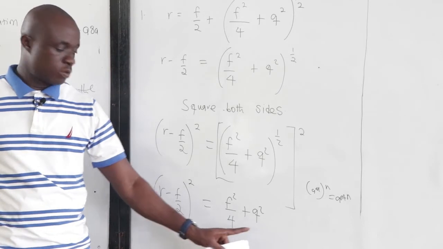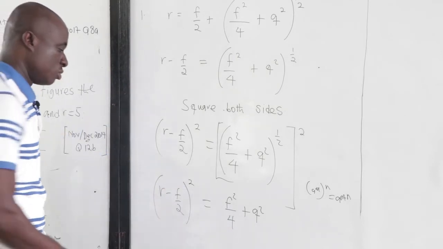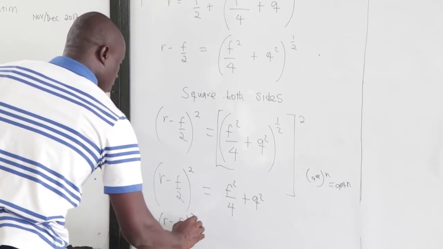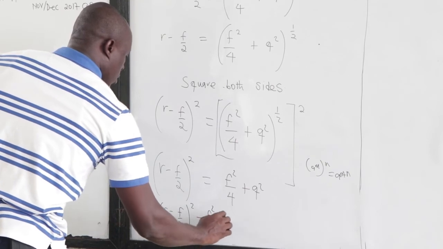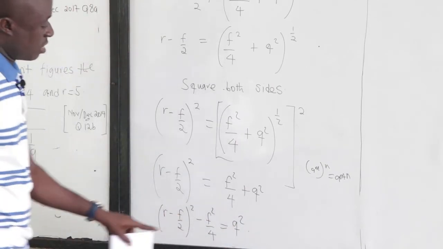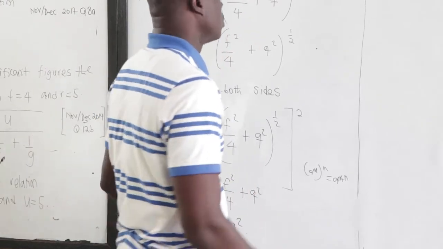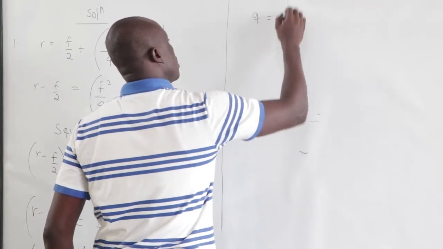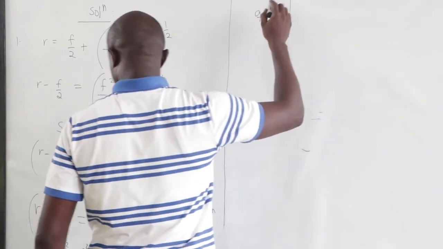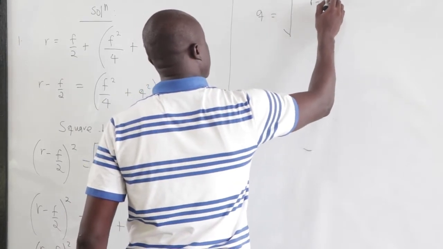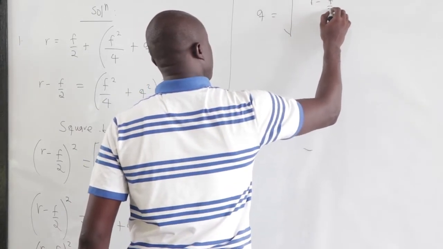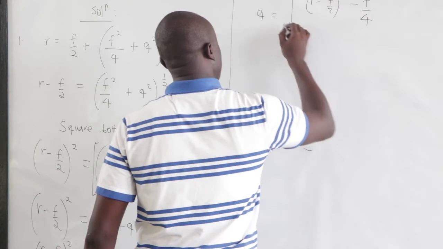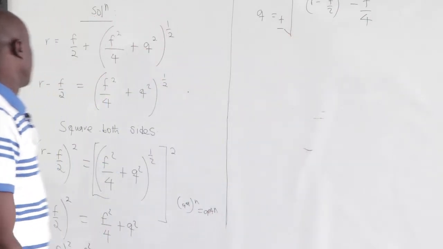Now what do we want to make the subject? Q. So f square over 4 has to come to the left hand side. So you have r minus f over 2 all square minus f square over 4 equal to k square. Now we want to find k, so we take the square root. So you have k equal to square root of r minus f over 2 square minus f square all over 4, plus or minus. That is the first one.